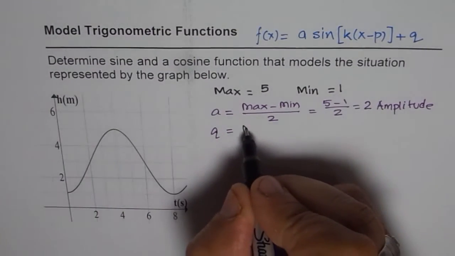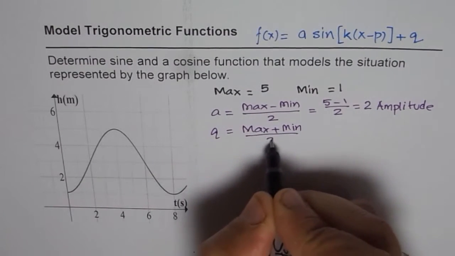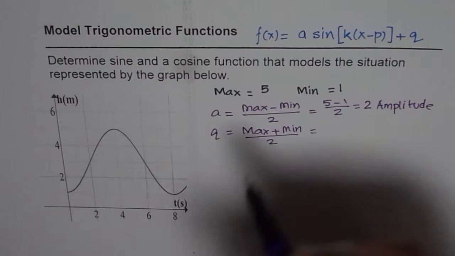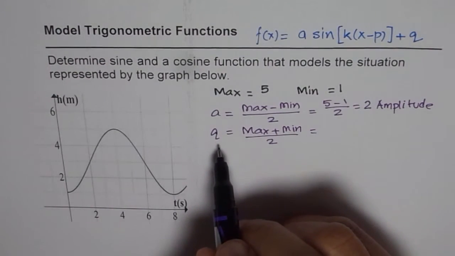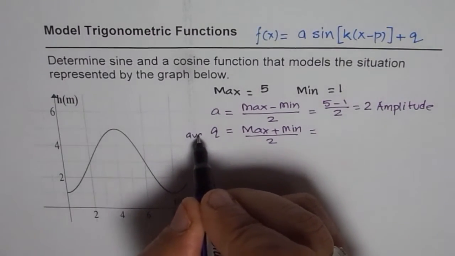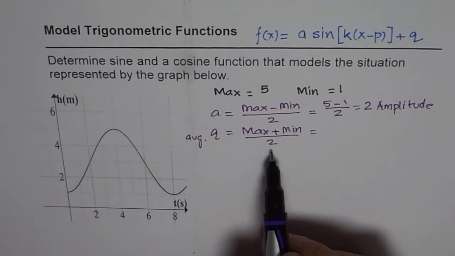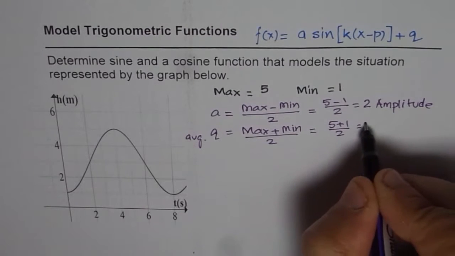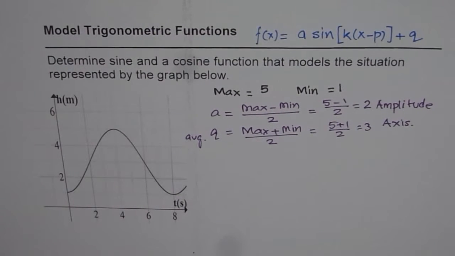Q, the axis, is the average value. Average means you add them up and then divide by 2. That also helps to remove the confusion at times. We get confused about which one to subtract and which one to add. So take the axis as the average value, and that will help you. Average is adding all of them and then dividing by the number of items. So here it is 5 plus 1 divided by 2, which is 6 divided by 2, which is 3, and we call this the axis of our sinusoidal function.